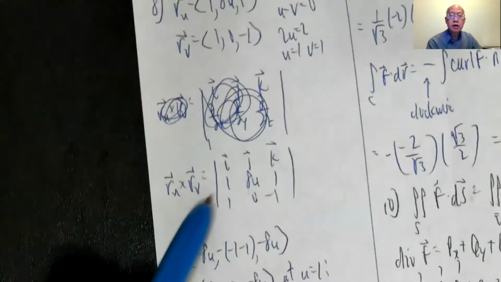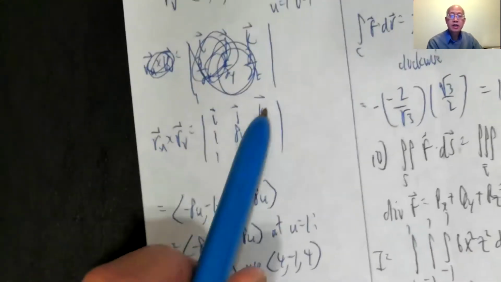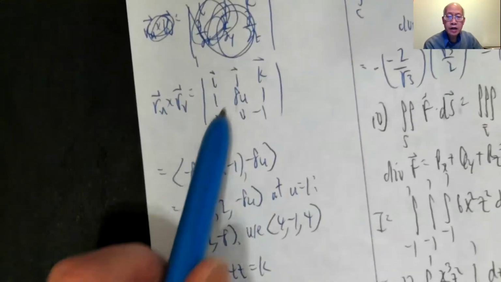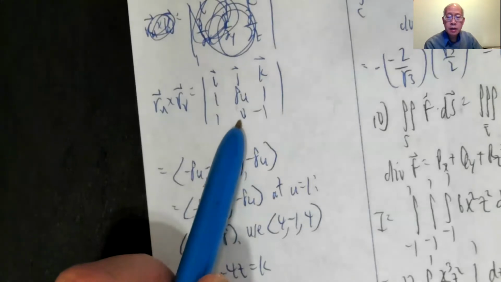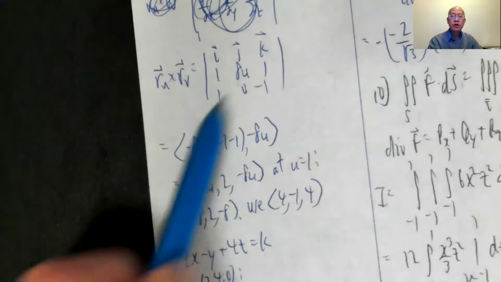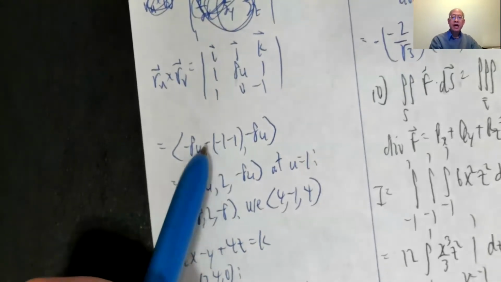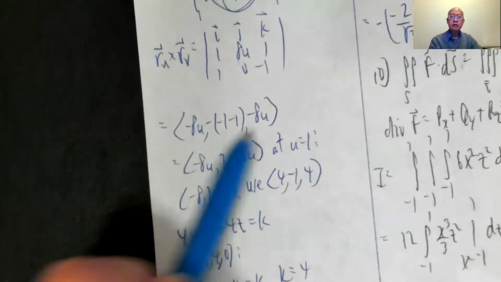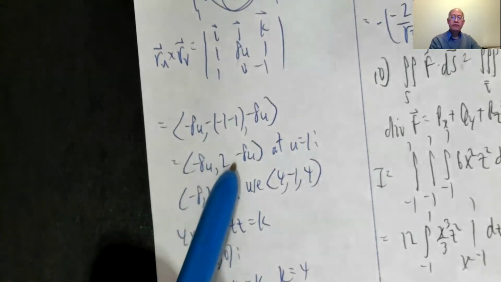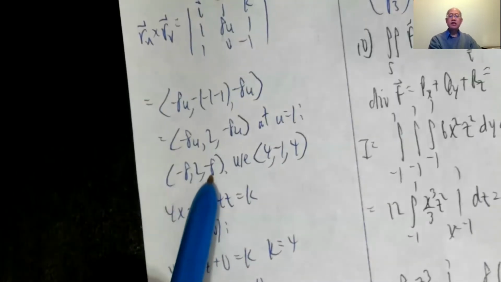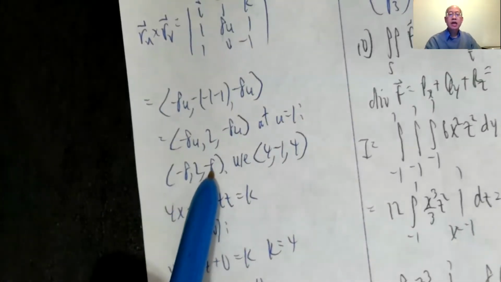All right, r_u cross r_v, messed up here. ijk, 1, 8u, 1, 1, 0, negative 1. The i component is nothing minus 8u minus nothing. The j component is the opposite of negative 1 minus 1, which is the opposite of negative 2, so it's going to be 2. The k component is nothing minus 8u. So negative 8u, 2, negative 8u. Plug in u equals 1 and v equals 1.